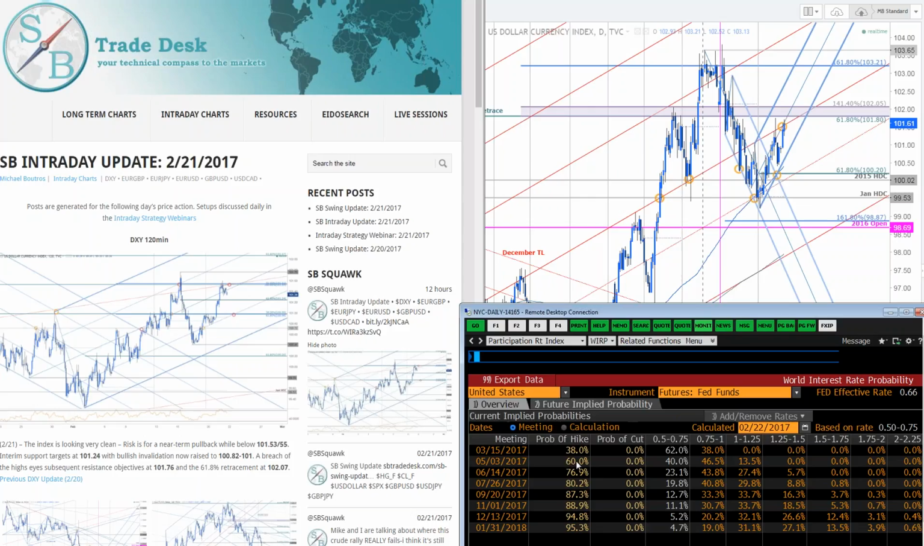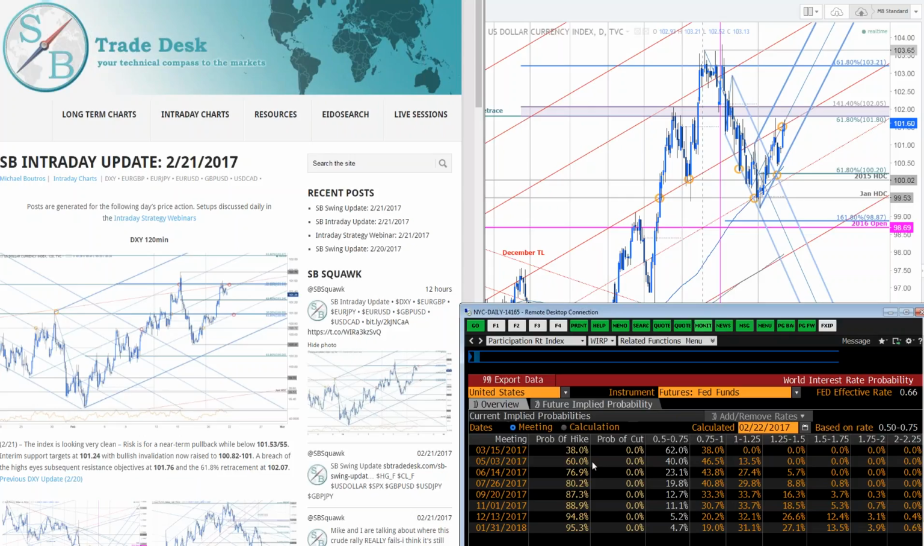This makes it very apparent that the markets are anticipating that we might actually see them move on rates as early as May. Personally, humbly, Michael Boutros, I don't see it. I think they wait till June, but we'll have to see. My opinion doesn't matter. It's what the Fed does that matters. So I just wanted to highlight this.